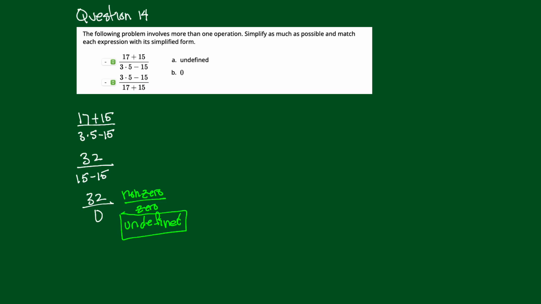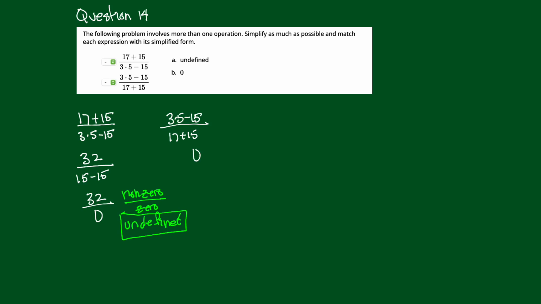Now here's the second one. Second one is 3 times 5, minus 15. Okay, all they've done is just switch them. See what they did? Top, bottom, bottom, top. Okay, over, now this is 17 plus 15. So if we just started it all over, it's going to be 3 times 5 is 15 minus 15.